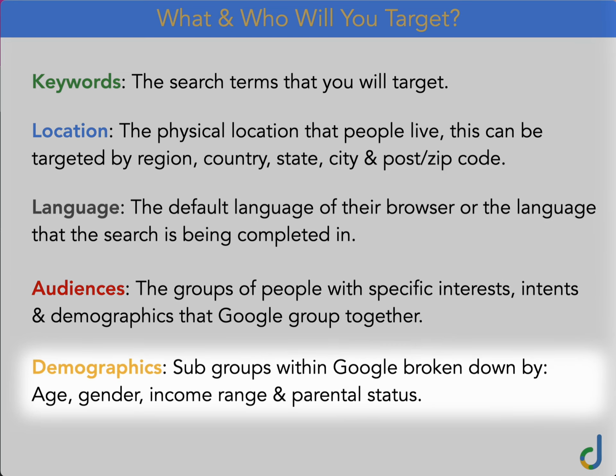And then the demographics, and these are subgroups within Google broken down by your age, gender, income range, and parental status. This is changing slightly because I know in some areas like Europe, you can now no longer use data around income range. So it does depend on where you are based and where you're targeting, but for most places outside of Europe, you can still target by age, gender, and income.